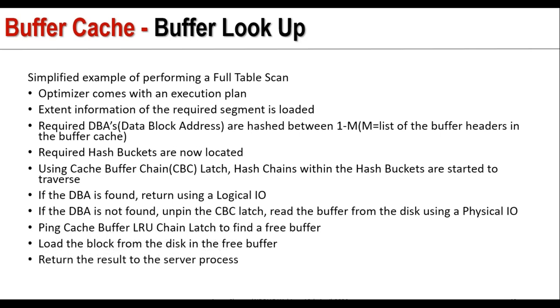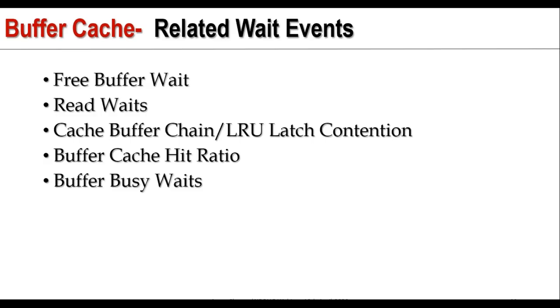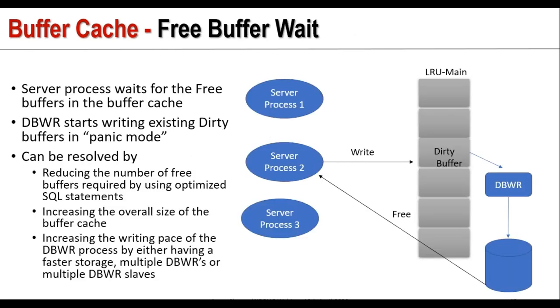Okay, so moving on from there, you basically have the tuning. In terms of the tuning, it is not very difficult like the shared pool. You do need to check out certain things. For example, whether you have free buffer waits happening or not, any read waits happening or not, or any contentions happening for the latches. There could be a hit ratio based issue as well, but hit ratio is a marker. We'll discuss that just in a minute. The buffer busy wait also can be one thing which may represent that you have a problem in terms of the buffer cache. Free buffer wait is simple.